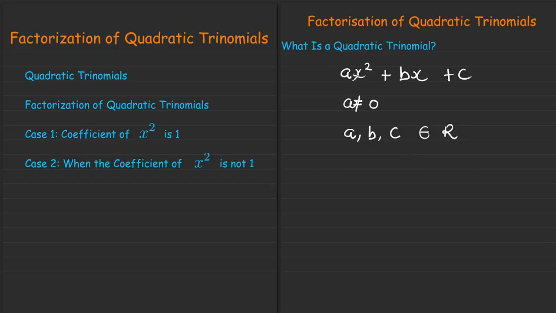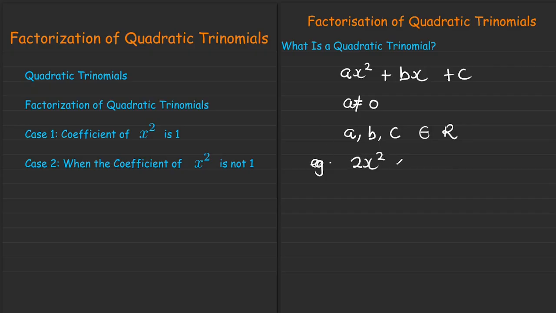Any expression that is of this form, so there's a variable x that is squared and it has a coefficient of a, then there is an x with a coefficient of b and then a constant over here. Your a should not be 0. So let's look at some examples of quadratic trinomials so you get to understand it better.